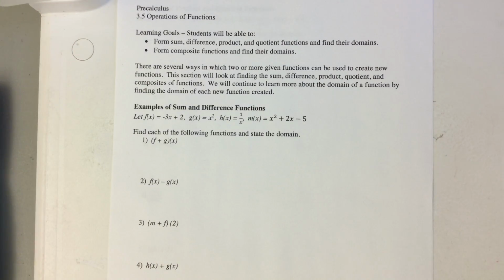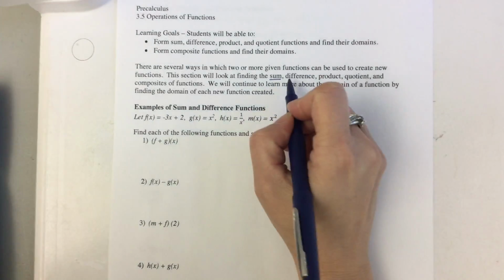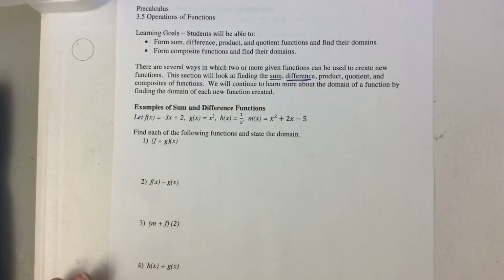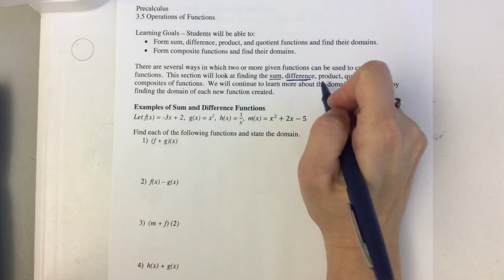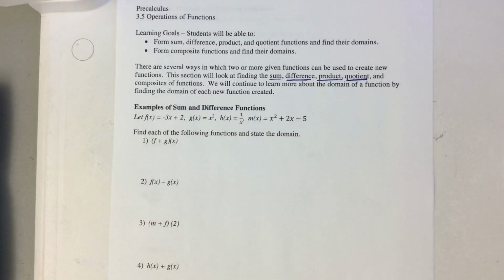Today in pre-calculus, we are going to start section 3.5, where we get to work with functions and operations of functions. There are several ways in which two or more given functions can be used to create a new function. In this section, we will be finding the sum. Remember, the sum means that you are adding. We will find the difference between two functions. Difference means that you'll subtract. Product, we will multiply. Quotient, we will divide. And that's as far as we will get today.